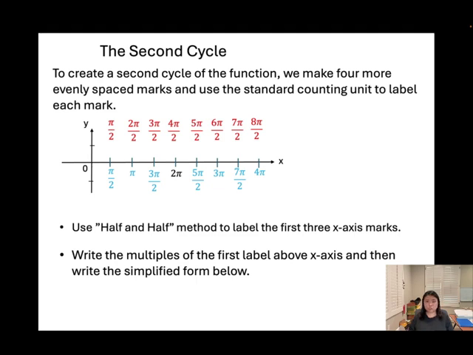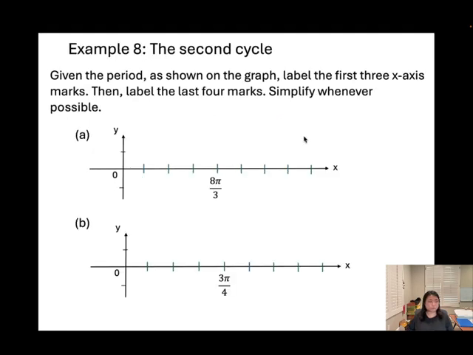Okay, let's try to do the example together. Given the periods as shown on the graph, label the first 3 x-axis marks, then label the last 4 marks. Simplify whenever possible. Want you to try?